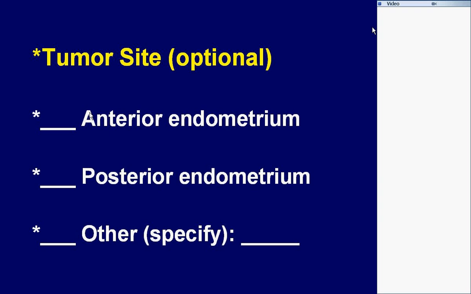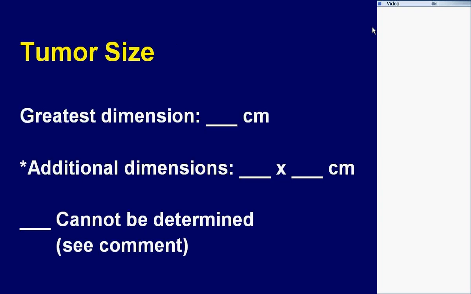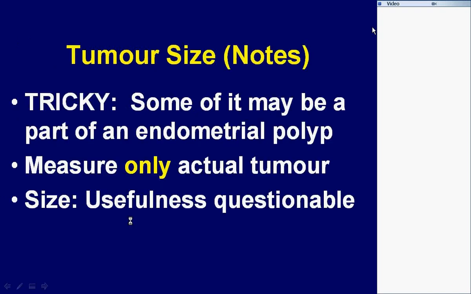Now, this is an optional criteria because, frankly, there are no good studies which have shown whether the location of the tumor has any relationship to recurrence or prognosis. Tumor size is a required field in the CAP synoptic report, and you are required to give the greatest dimension. Those who wish, an optional criteria is to give 2 or 3 dimensions. And when you cannot, then you may say so.